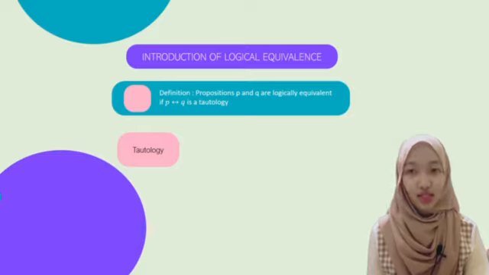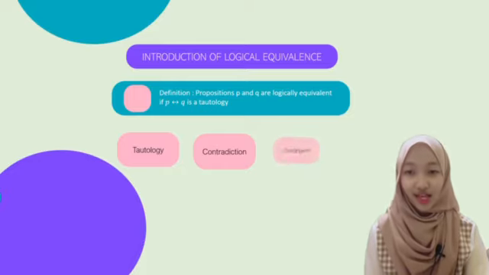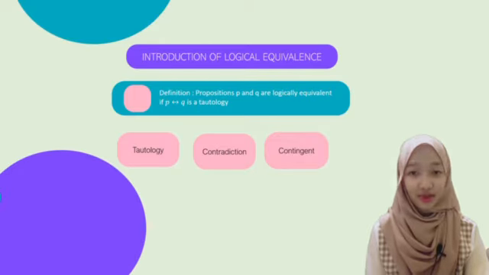The first one, what is a tautology? A tautology is a proposition that is always true. Next, contradiction. A contradiction is a proposition that is always false. And the last one, a contingency. A contingency is a proposition that is neither a tautology nor a contradiction.